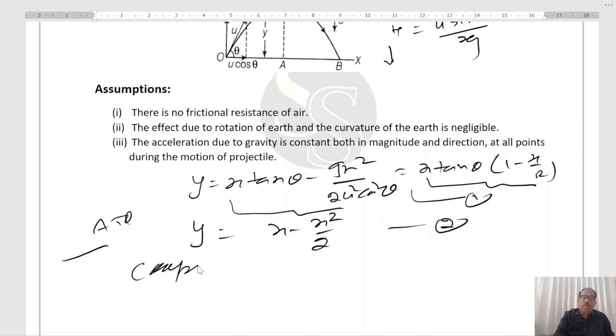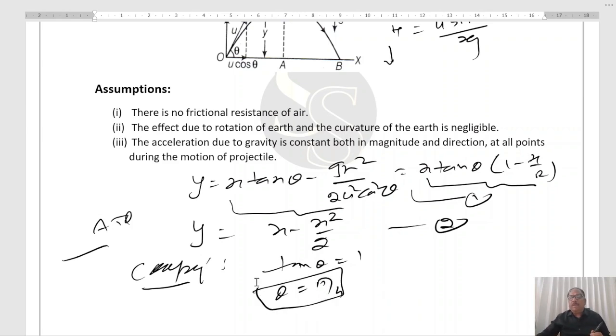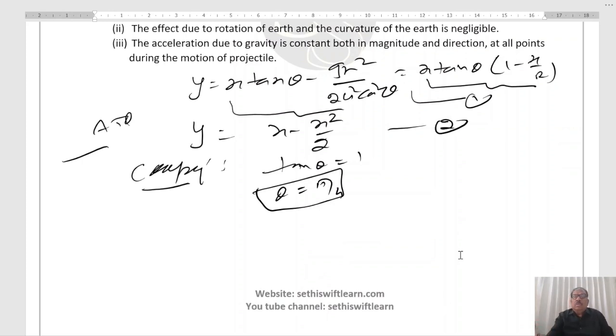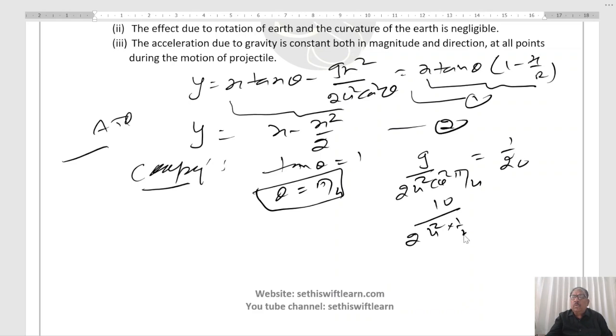Comparing, tan theta comes out to be 1, theta comes out to be pi by 4, and another thing, g upon 2u square cos square pi by 4 equal to 1 by 20. The value of g is 10, 2 u square, cos square pi by 4 is 1 by root 2 squared, that is into 1 by 2, equal to 1 by 20. This gives u square comes out to be 200, right, in SI unit.